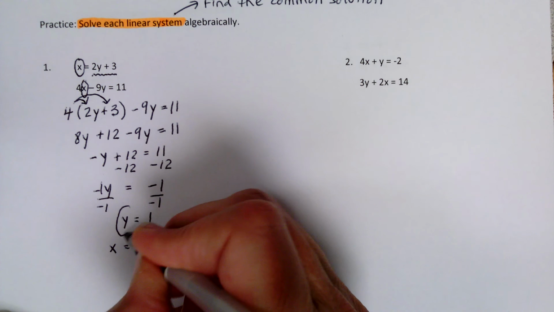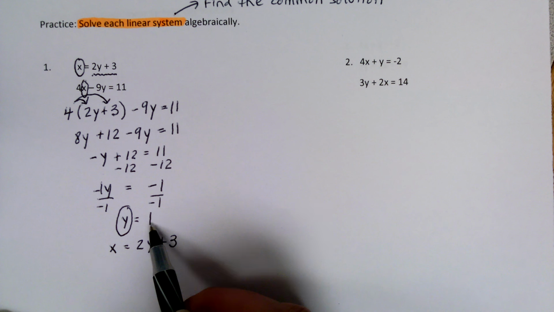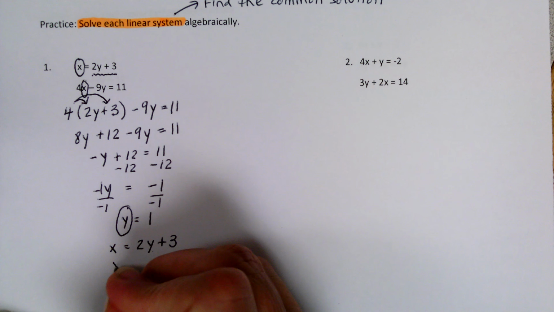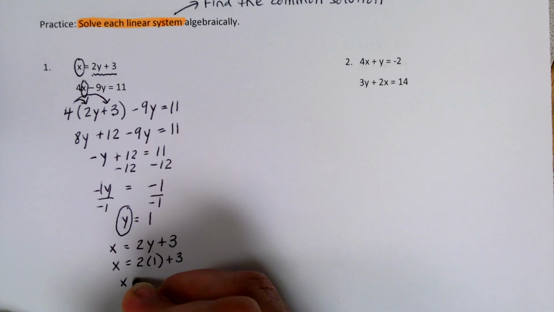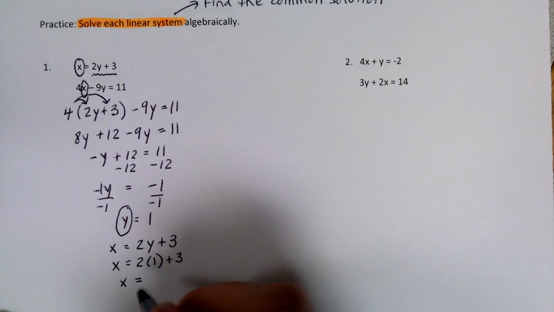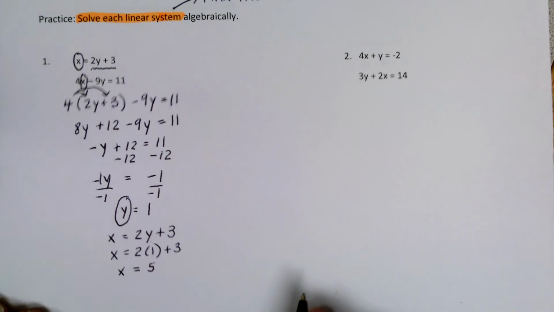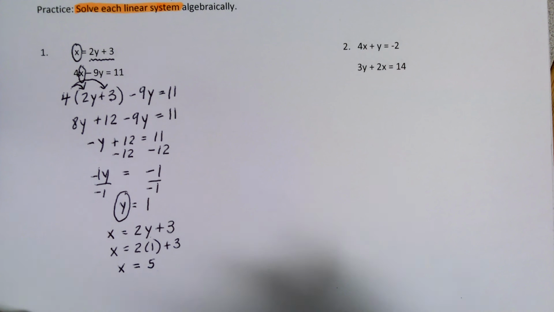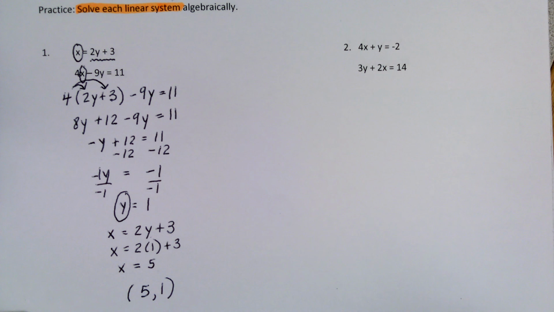Now, since I know that y is 1, wherever I see y, I'm going to replace it with its value. X equals 2 times 1 plus 3, and that means x equals 5. 2 times 1 is 2, plus 3 is 5. So I think my solution is the ordered pair 5, 1.